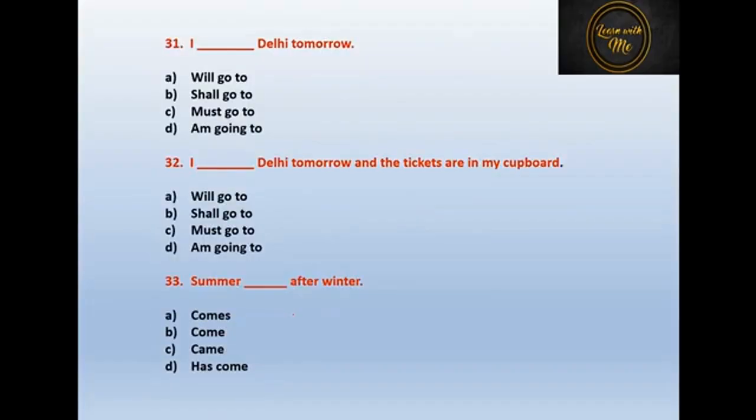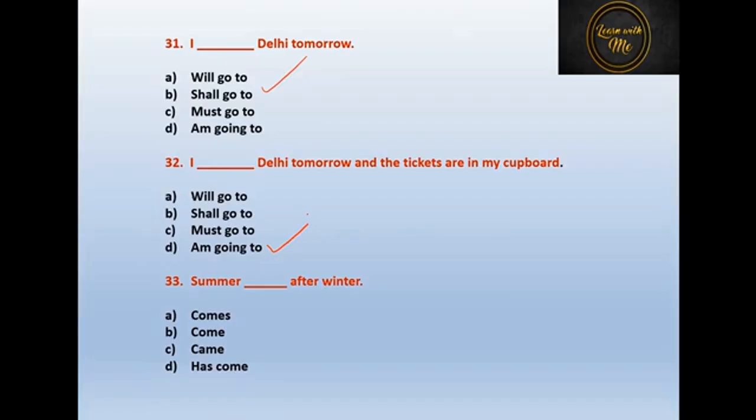Question number 31. I dash Delhi tomorrow. Yes, option B is correct. I shall go to Delhi tomorrow. This is simple future. Now question number 32. I dash Delhi tomorrow and the tickets are in my cupboard. Here option D is correct. I am going to Delhi tomorrow and the tickets are in my cupboard.